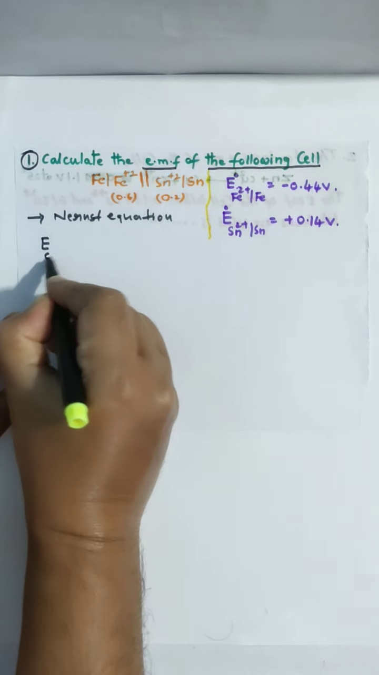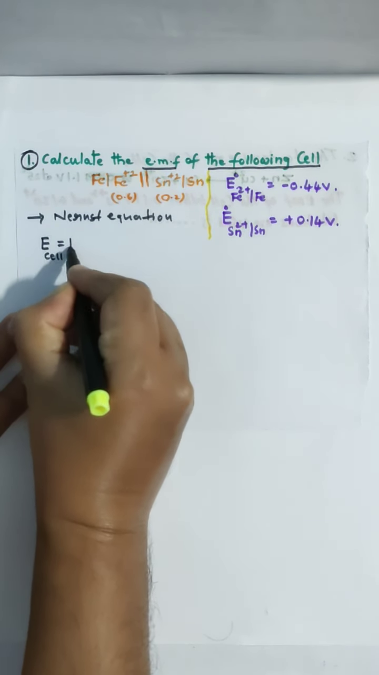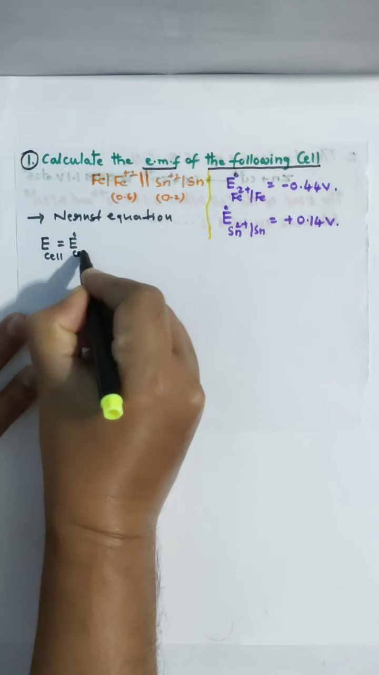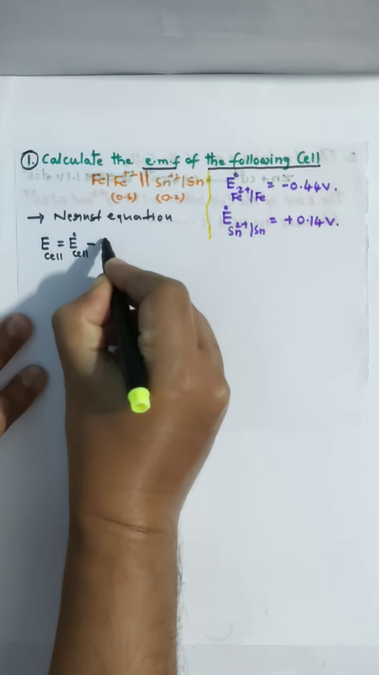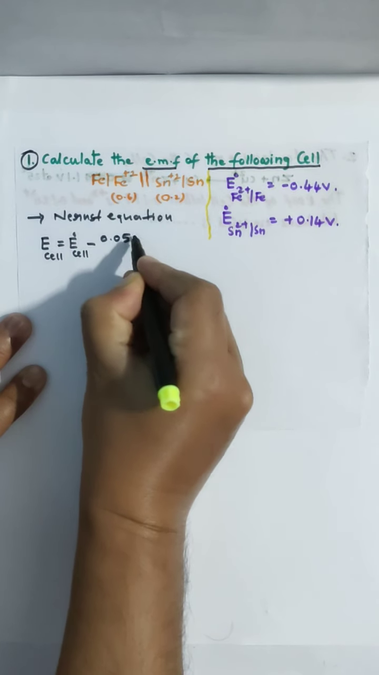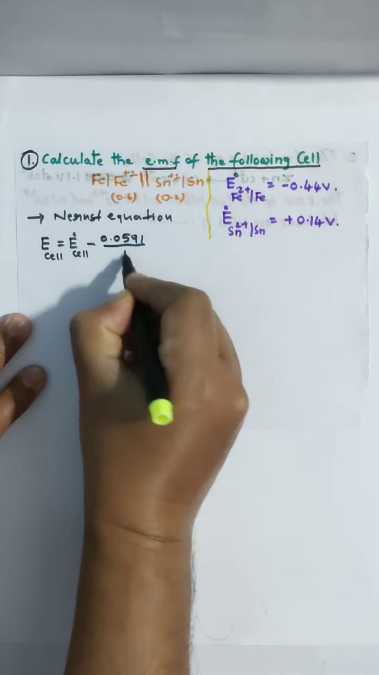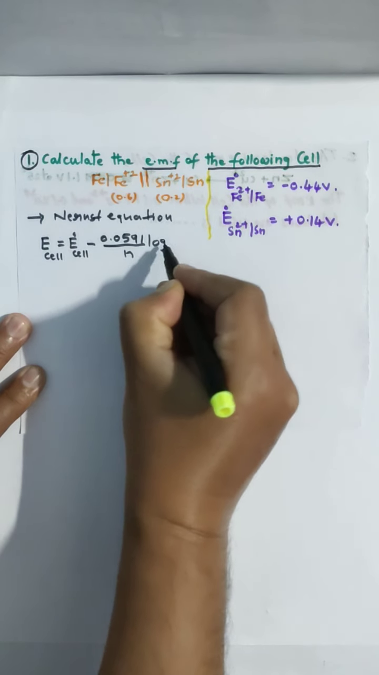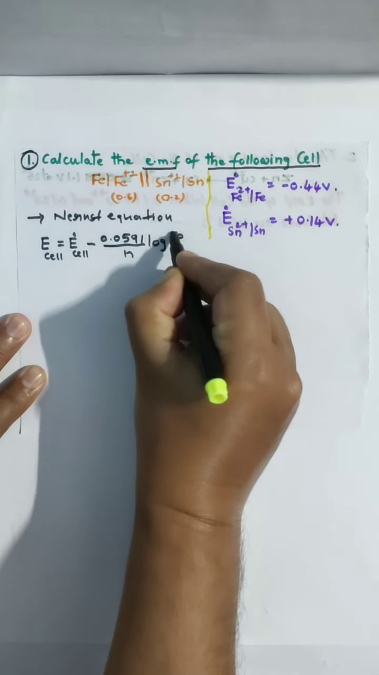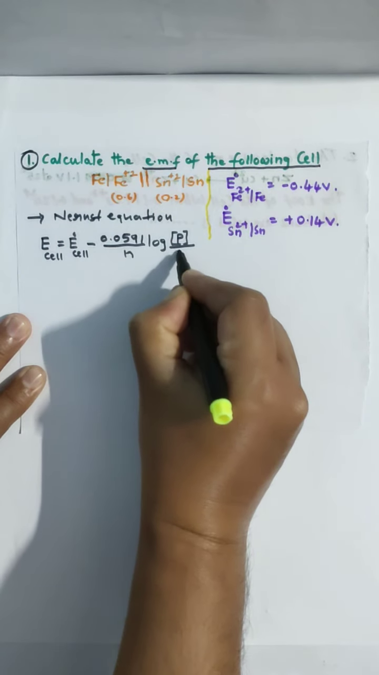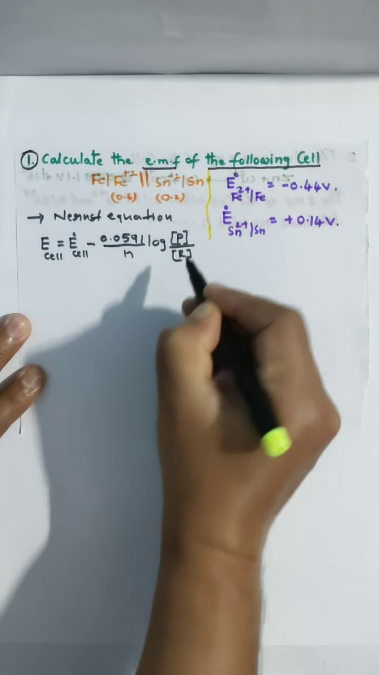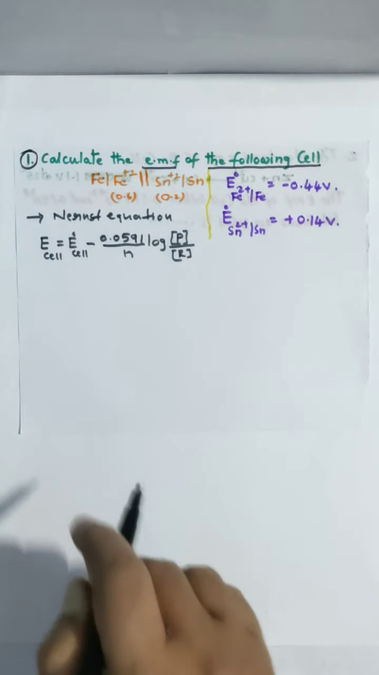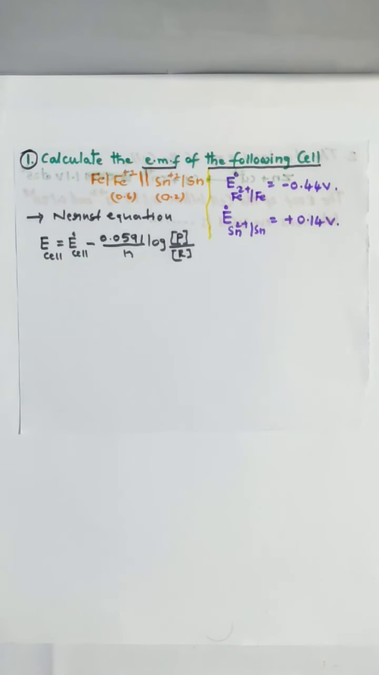E cell equals E naught cell minus 0.0591 upon n log of product concentration upon reactant concentration. This formula we know already, the Nernst equation formula. From this, what terms do we need? Concentration we need, and E naught cell we need.